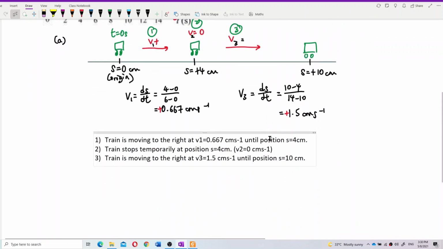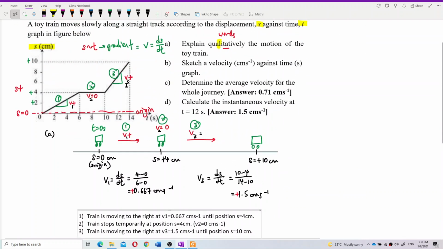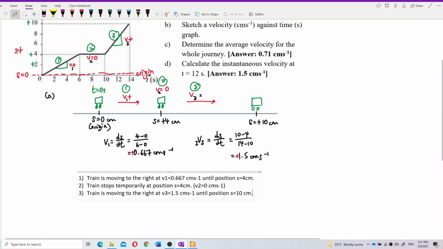Okay, it moves at this speed. So we can say, if we compare the gradient, this one is steeper. The third part is steeper compared to the first part. That means this one has a higher gradient, and this one a smaller gradient. Higher gradient means higher velocity, and lower gradient means lower velocity. In fact, with v3 we get a faster velocity compared to v1, the lower velocity.